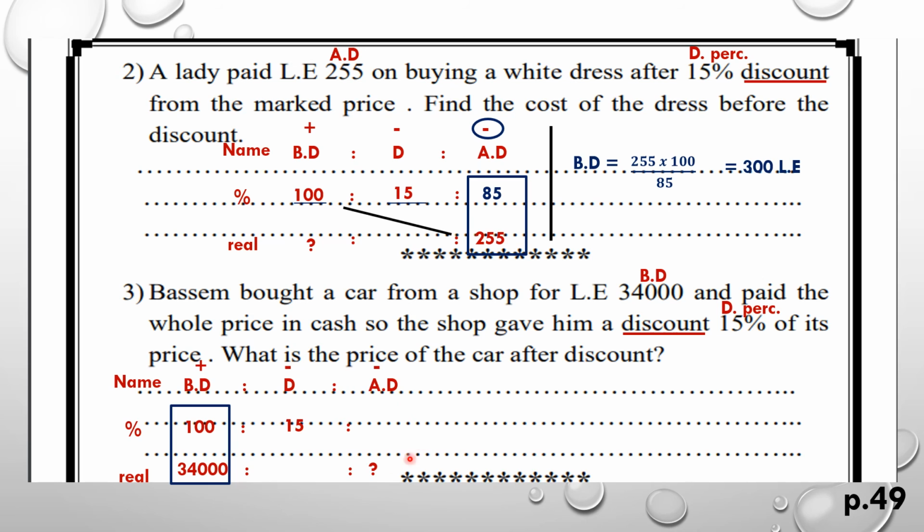So, how can we fill this space? We are going to fill it or complete it using the sign which we have up. What do we have up? We have minus. We are going to subtract the other two numbers which we have in the same row. 100 minus 15 equals 85. Here is our completed cross. Now, after discount equals 85 times 34,000 over 100 equals 28,900 LE.